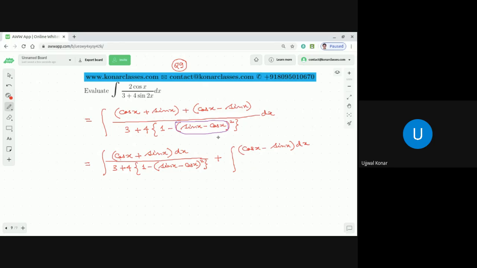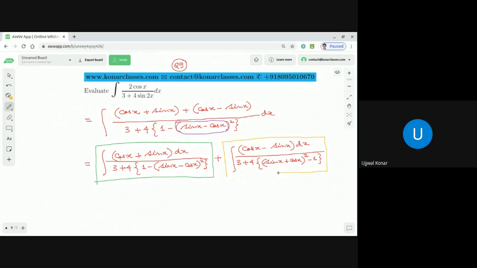Yes. So our target should be to express sin x minus cos x in terms of sin x plus cos x, and that can be easily done. What you can write is 3 plus 4 times ((sin x plus cos x) whole square minus 1). Notice it. Correct, dear students? So now we get two different integrations. The first integration is cos x plus sin x, this is the one. And the next one is this one.